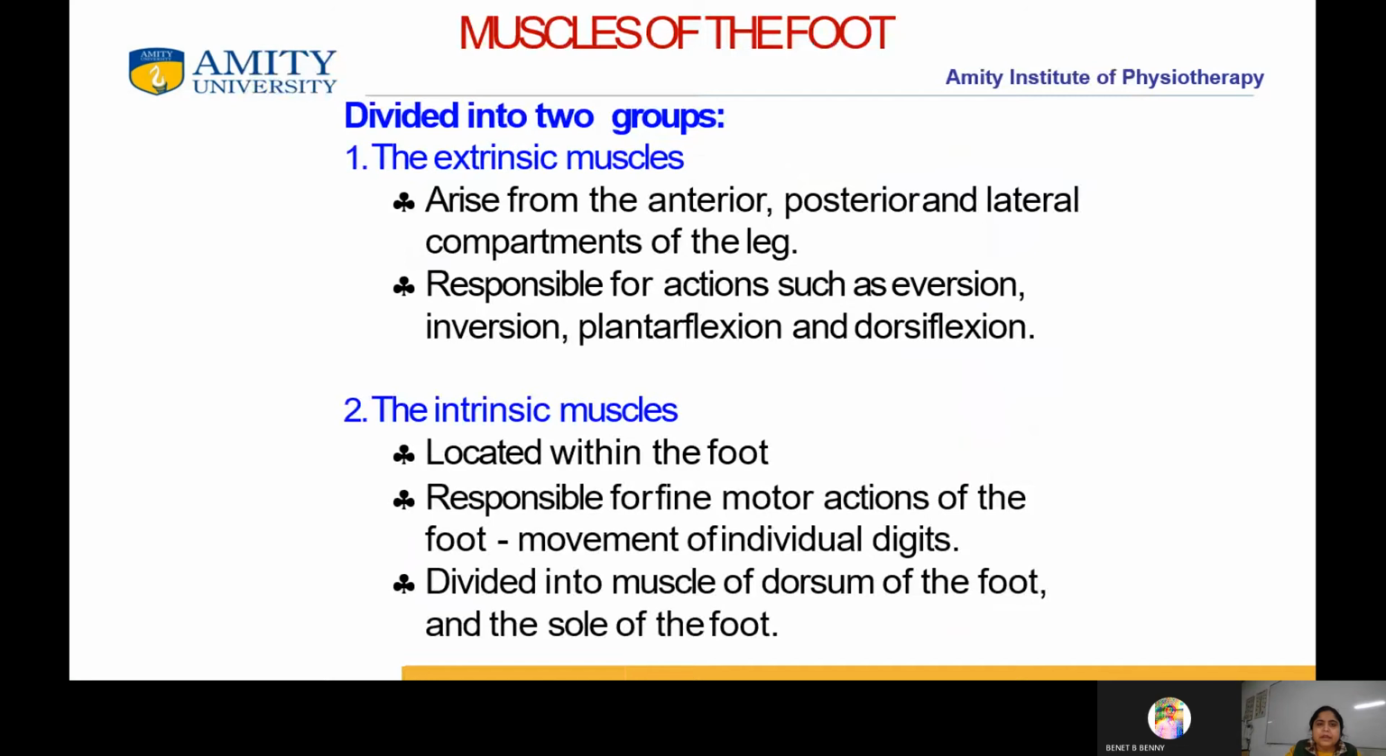Then the muscles of the foot. This is something very confusing, that there is an extrinsic group of muscles and an intrinsic group of muscles. The extrinsic group of muscles arises from the anterior, posterior and lateral compartments of the leg. So what are their actions? Their actions are eversion, inversion, plantar flexion and dorsiflexion. Whereas the intrinsic group of muscles are located within the foot. So they are responsible for fine motor actions of the foot, movement of individual digits. They are divided into muscles of the dorsum of the foot and sole of the foot.